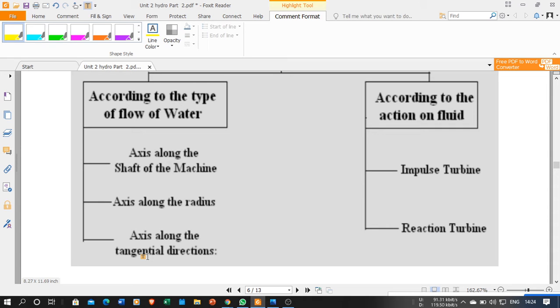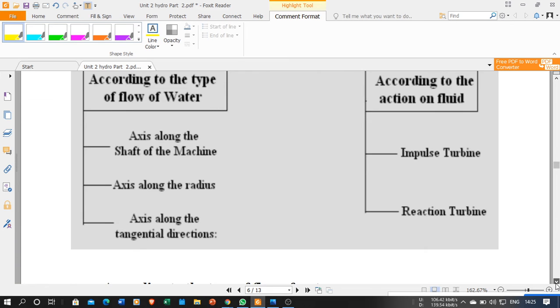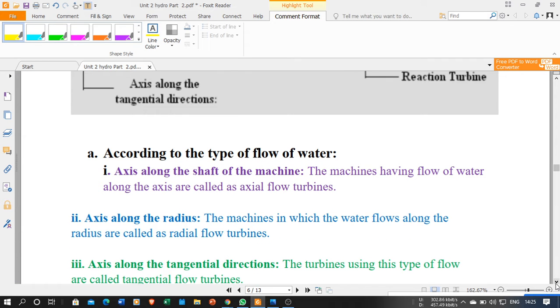Then according to the energy conversion, according to the action of fluid, when it has to convert potential energy into kinetic energy, these are called impulse turbine and reaction turbine. Mostly we are going to discuss impulse turbine and reaction turbine. Basically in an impulse turbine, we are going to use the nozzle. A nozzle is used in an impulse turbine. In it, maximum energy is converted into kinetic energy. Pressure goes on increasing. So first we will discuss the axis. So classification of turbine according to the type of flow of water.